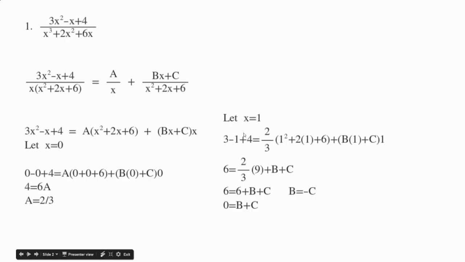Now we're going to try plugging in one more number in order to get our answer. And so the next easiest number to do that with is probably going to be negative 1. So we're going to let x equal negative 1 here. I've replaced our entire formula here and just put in 2/3 for A. So you plug that in, you get 3 times negative 1 squared minus a negative 1 plus 4 equals 2/3 times the negative 1 squared plus 2 times negative 1 plus 6 plus B times negative 1 plus C all times negative 1. And so that simplifies out to this.